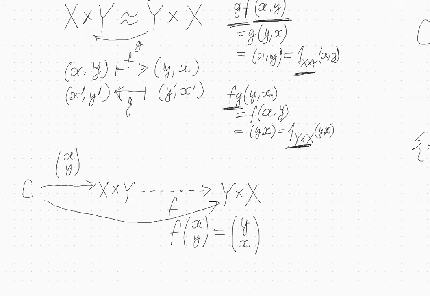I mean, for sets, we know we can define f just by saying define f of xy to equal yx. Here, I still need to make sure that such a morphism f exists, so that f evaluated at the pair xy gives me yx. So I'll have to go back to the definition of product to figure out what this f is that can do that.